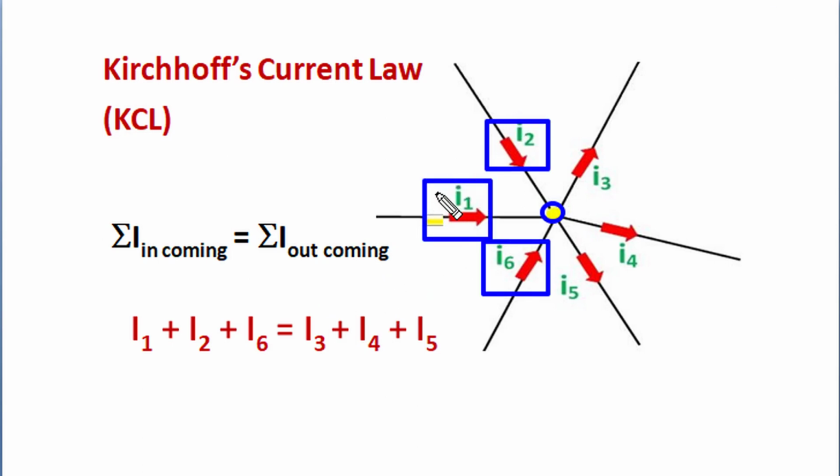In blue frame and yellow highlight 3 current I1, I2 and I6 are incoming current to this junction. So summation of all incoming current is equal to the other 3 currents I3, I4, I5 are outgoing currents at the junction. So summation of outgoing current is equal to summation of incoming current. Now this relation can be used to find out one unknown current if other incoming and outgoing currents are known to us.